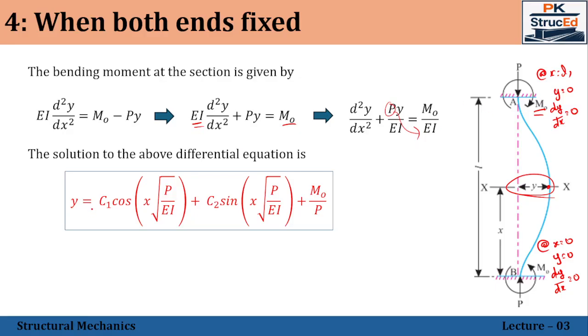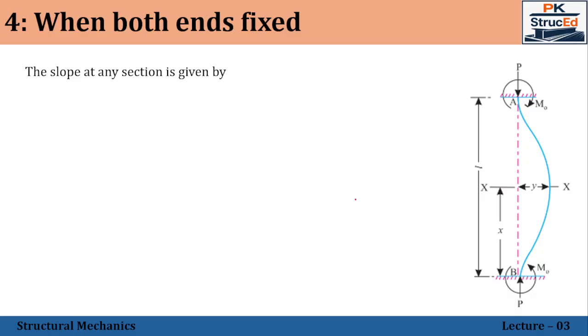So y will be equal to C1 cos x root over P by EA plus C2 sin x root over P by EA plus M naught by P. So this is the condition for finding the deflection if both ends of the columns are fixed. Now C1 and C2 are the constants due to the integration, and we are going to apply the boundary conditions.